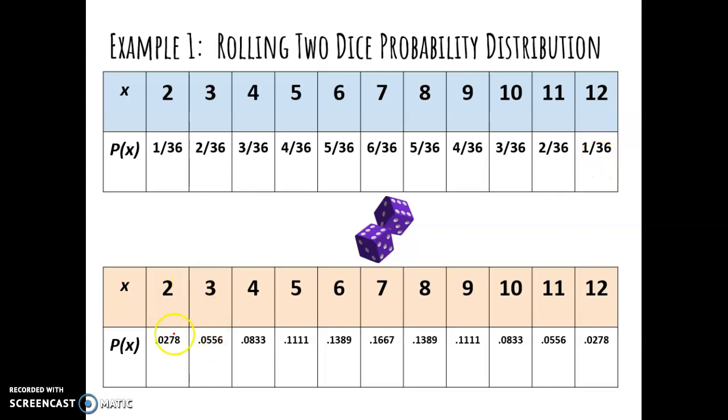And then you'll see here what we did is we divided each of these values, 1 divided by 36, and we translated it into its decimal form, 0.0278, rounded to 4 decimal places. 2 out of 36 is 0.0556, so on and so forth. So we've just created a probability distribution for rolling 2 dice and the sum that you would get.